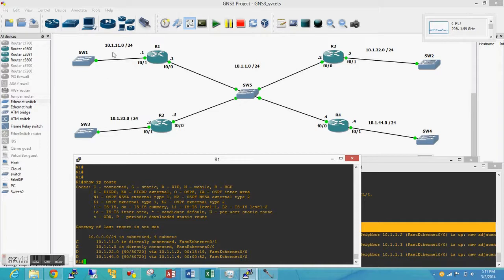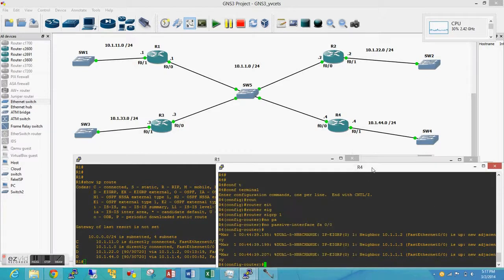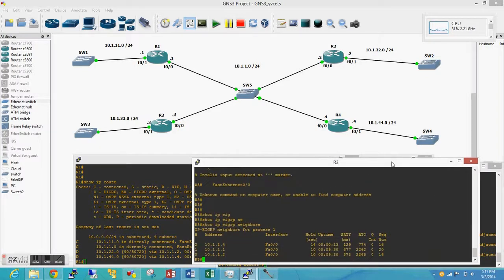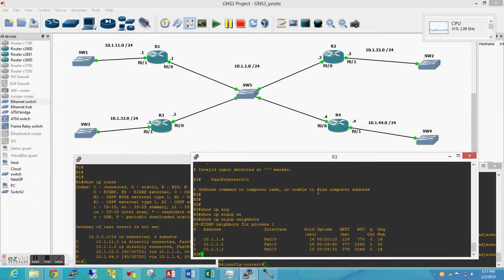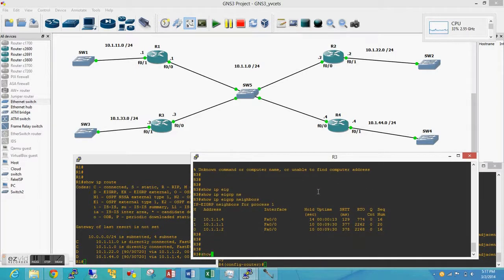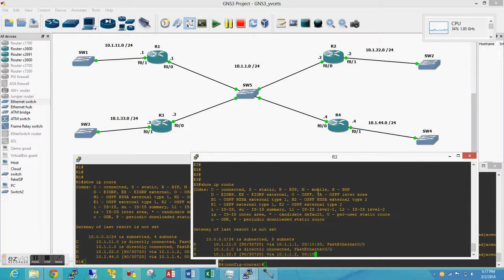This is router 1, so he sees the internal subnet here, and then he's seeing, of course, his directly connected LAN subnet. He is seeing router 2's LAN subnet. He's seeing router 4's LAN subnet. But he's not seeing router 3's LAN subnet. So, let's jump over to router 3 and see what's going on here.